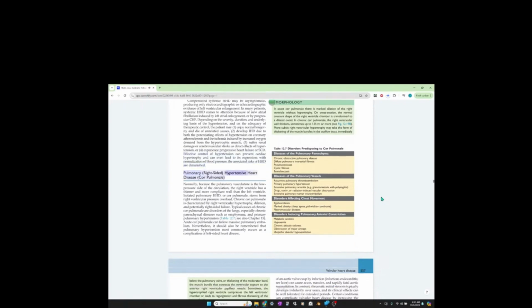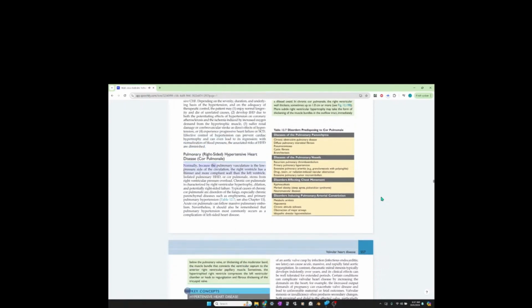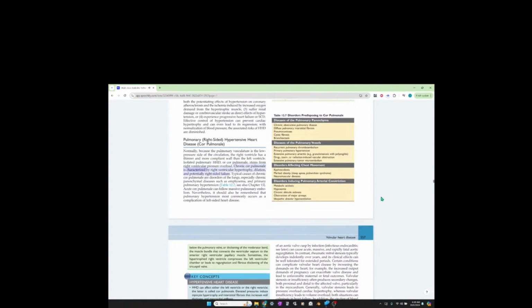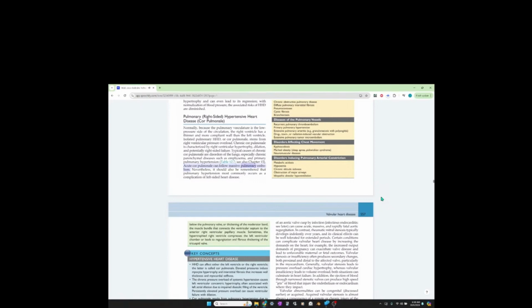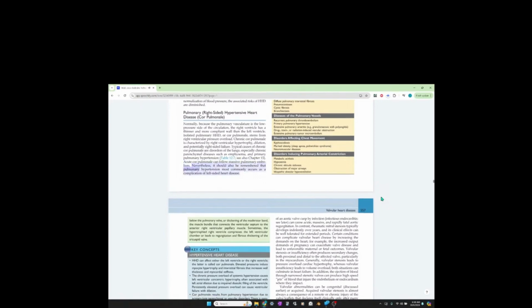Pulmonary hypertensive heart disease. Normally, because the pulmonary vasculature is the low-pressure side of the circulation, the right ventricle has a thinner and more compliant wall than the left ventricle. Isolated pulmonary HHD, or cor pulmonale, stems from right ventricular pressure overload. Chronic cor pulmonale is characterized by right ventricular hypertrophy, dilation, and potentially right-sided failure. Typical causes of chronic cor pulmonale are disorders of the lungs, especially chronic parenchymal diseases such as emphysema and primary pulmonary hypertension. Acute cor pulmonale can follow massive pulmonary embolism. Nevertheless, it should also be remembered that pulmonary hypertension most commonly occurs as a complication of left-sided heart disease.